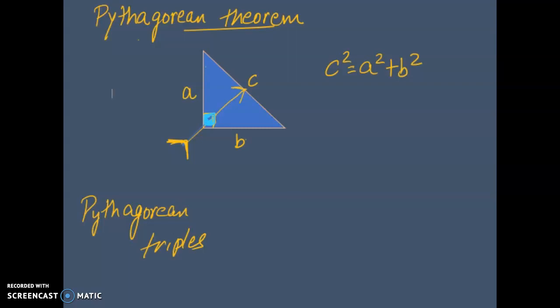So C is nothing but the hypotenuse, and the Pythagorean theorem says that if I square the hypotenuse, that will be equal to the sum of the squares of the two legs, A and B. They are the legs. So that is pretty much what the Pythagorean theorem is.